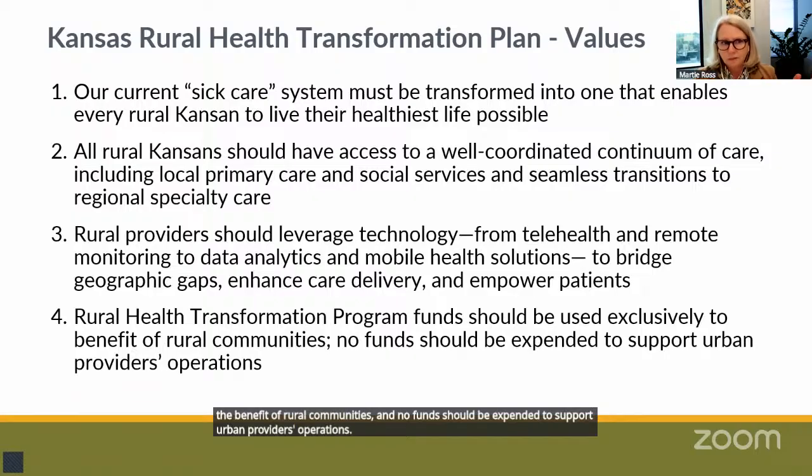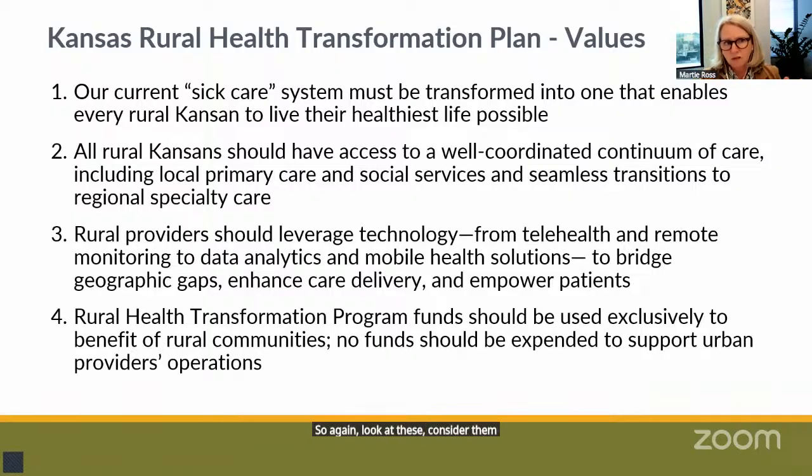So again, look at these, consider them, what's missing, what's not accurate. Because again, the idea here is to build guardrails for our conversation as well as plan development.